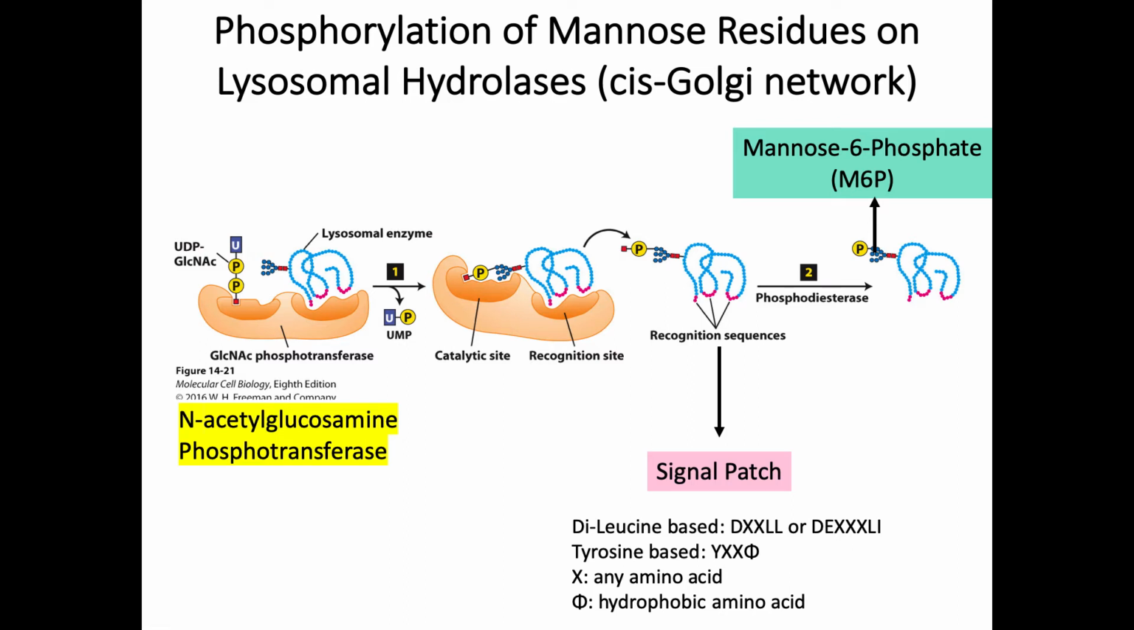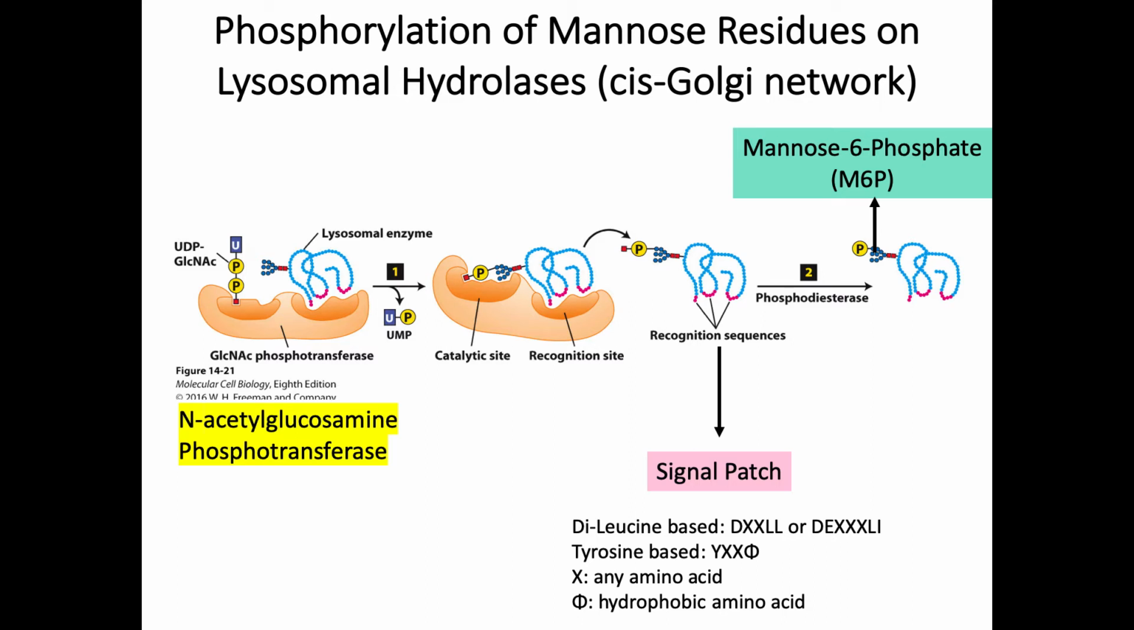So again, this is very signal oriented. You have an enzyme which is known as an N-acetylglucosamine phosphotransferase. This enzyme has two different pockets. One of the pockets right here recognizes a signal recognition sequence. Don't use the word signal sequence, because it is exclusively used for the ER targeting of proteins. So there is a recognition sequence here, something like DXXLL or DEXXLI. Now remember that leucine and isoleucine are very similar, so that's why these are called the dileucine motifs.